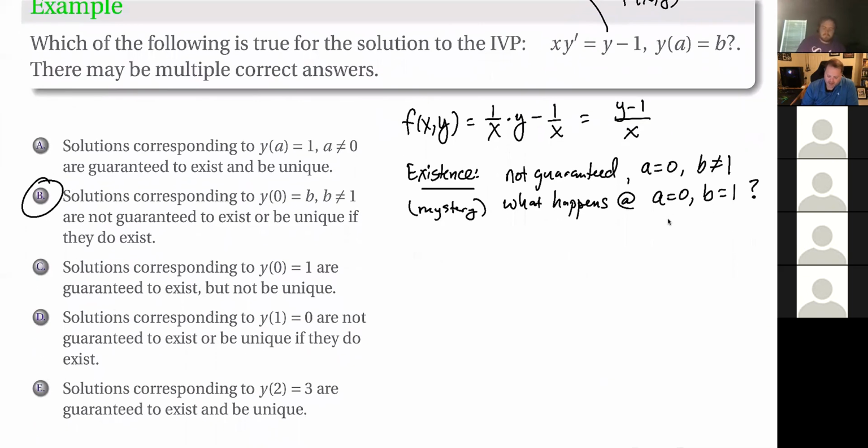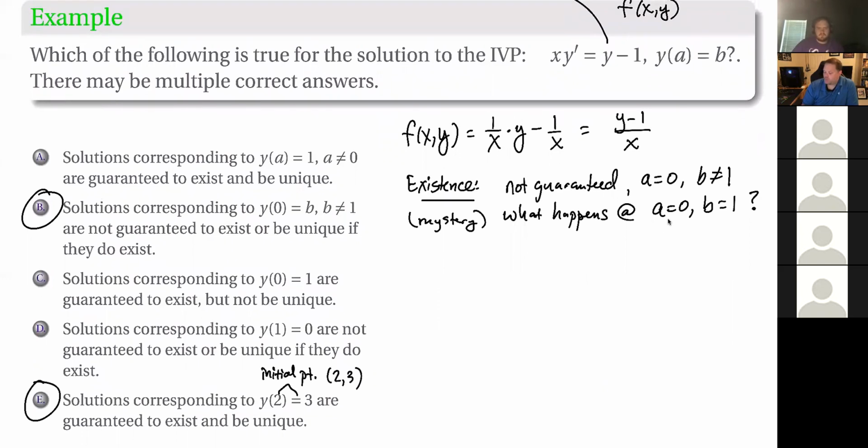Let's talk about E, for example, and why E is true. E is talking about my initial point being 2, 3. Is there any problem with 2, 3 as an initial point? It doesn't do anything bad to the right-hand side of the equation. So I would expect my solutions to exist there. The only place where I'm not guaranteed existence is along the vertical axis.